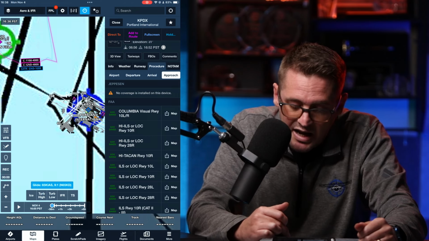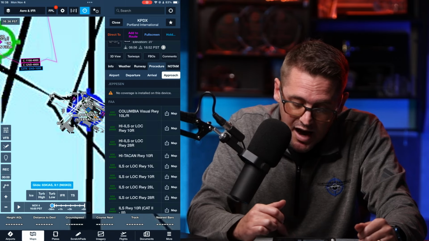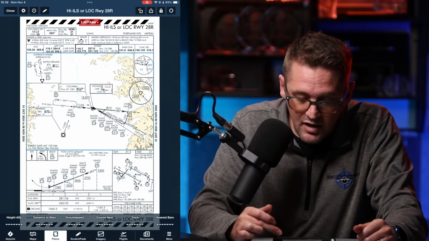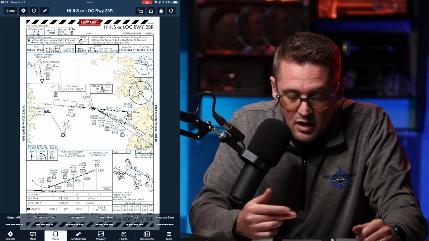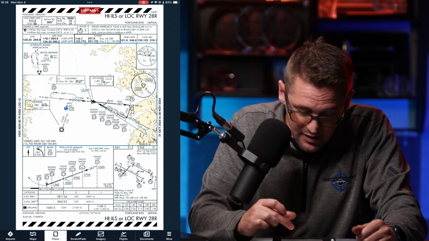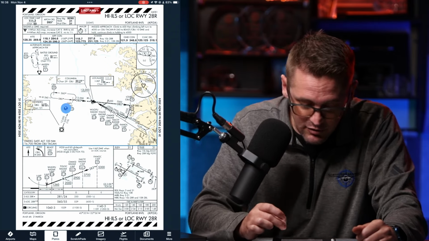you can see it says we have ILSs to all the runways, but then we also have this high ILS. So if we look at the high ILS or localizer 28 right, first of all, you see this little barber pole pattern across the top. That should tell you that this is not for you, okay? This is for military stuff generally.